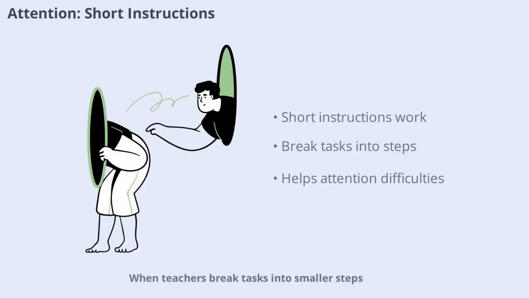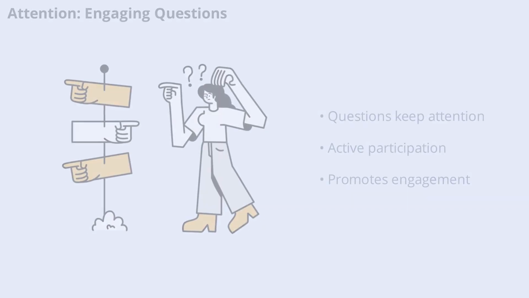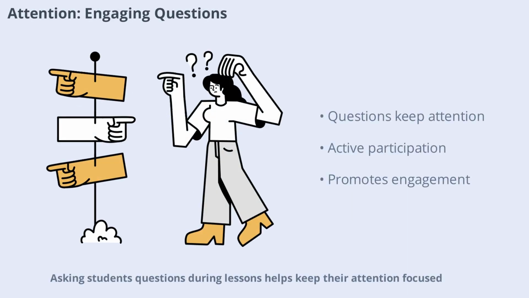Giving short, clear instructions is another way to support attention. When teachers break tasks into smaller steps, students are less likely to feel overwhelmed and more likely to remember what to do. This approach is especially helpful for students with attention difficulties, ensuring they can follow along and complete tasks successfully. Asking students questions during lessons helps keep their attention focused. When students are invited to participate, they are more likely to stay engaged and process the information being taught. Educational therapists encourage teachers to use questions as a tool to maintain attention and promote active learning.